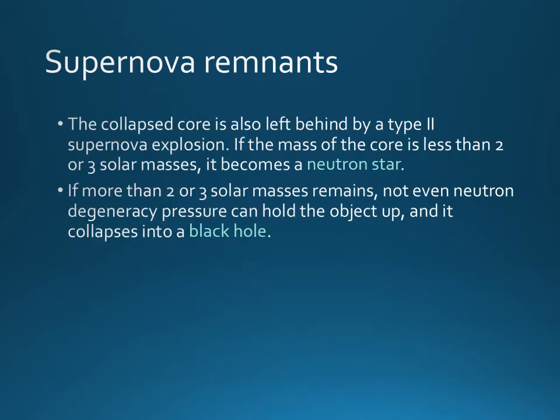The collapsed core is also left behind by a Type II supernova explosion. If the mass of the core is less than 2 or 3 solar masses, it becomes a neutron star. If more than 2 or 3 solar masses remains, not even neutron degeneracy pressure can hold the object up, and it collapses into a black hole.